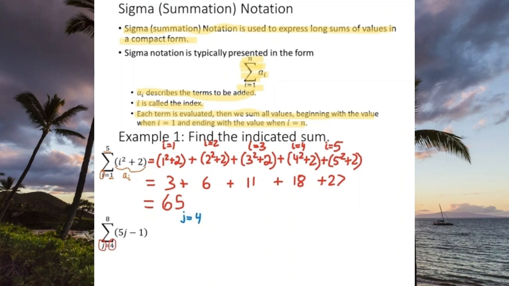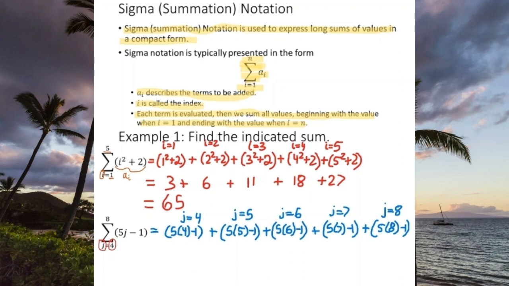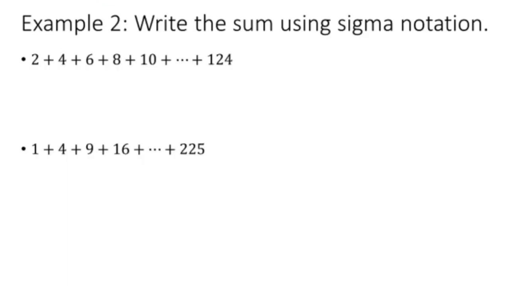So we'll start off by plugging j equals 4 into our formula 5j minus 1, and we get that the term associated with j equals 4 would be 5 times 4 minus 1. Then for j equals 5, our term would be 5 times 5 minus 1, and we're going to continue doing this for j equals 6, 7, and 8. Now we can proceed to simplify, and when we simplify and add up all our terms together, we get that the sum is 145. Now we're going to rewrite each sum using sigma notation.